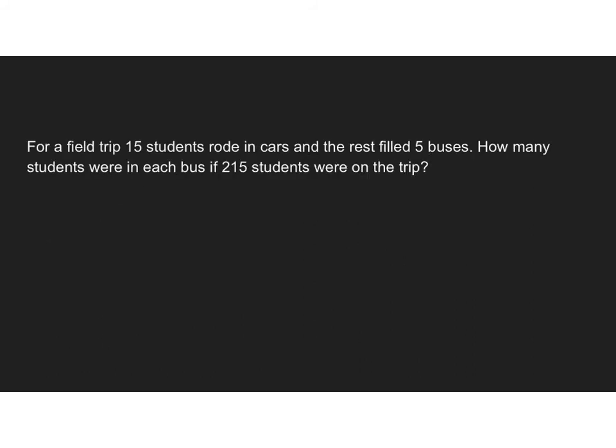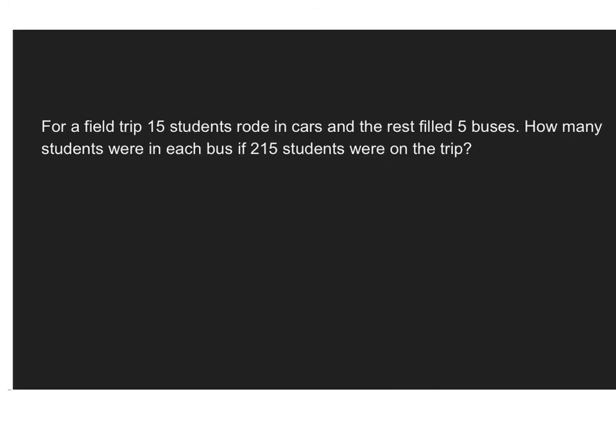Last example. For a field trip, 15 students rode in cars and the rest filled 5 buses. How many students were in each bus if 215 students were on the trip? All right, well, the equals is 215. The variable is the students. The constant is the 15 students that just traveled by themselves. And the coefficient, or the thing that's attached to the variable, is the 5 buses.